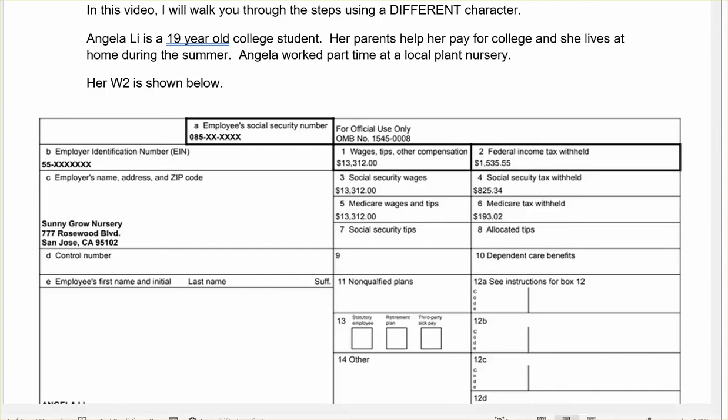We are going to be looking at Angela Lee. She's a 19-year-old college student. Her parents help her pay for college, and she lives at home during the summer. Angela worked part-time at a local plant nursery. Her W-2 is shown below.